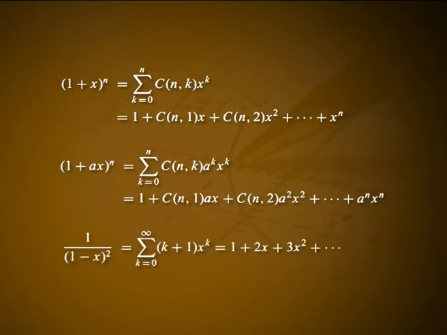1 by (1 minus x) square is equal to summation k equal to 0 to infinity (k plus 1) into x raised to k, that is equal to 1 plus 2x plus 3x square plus etc.